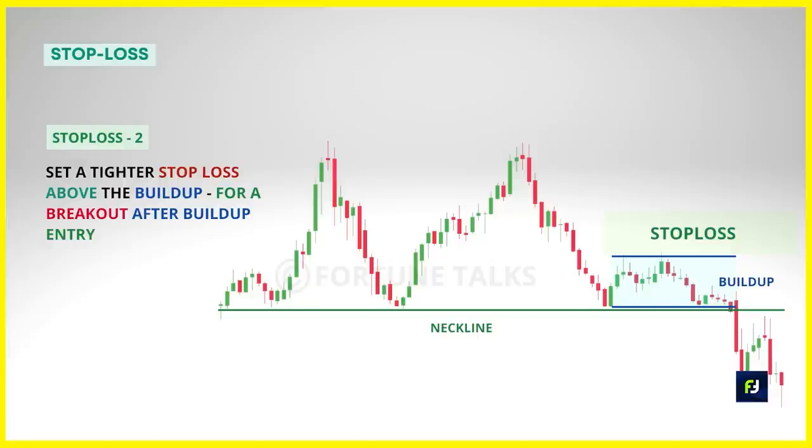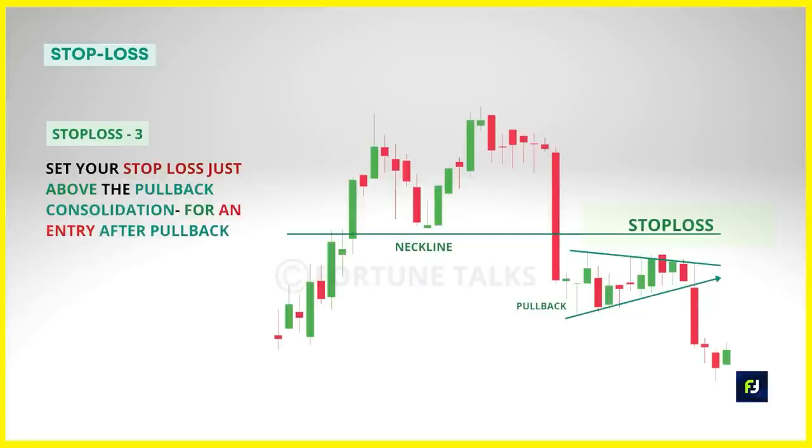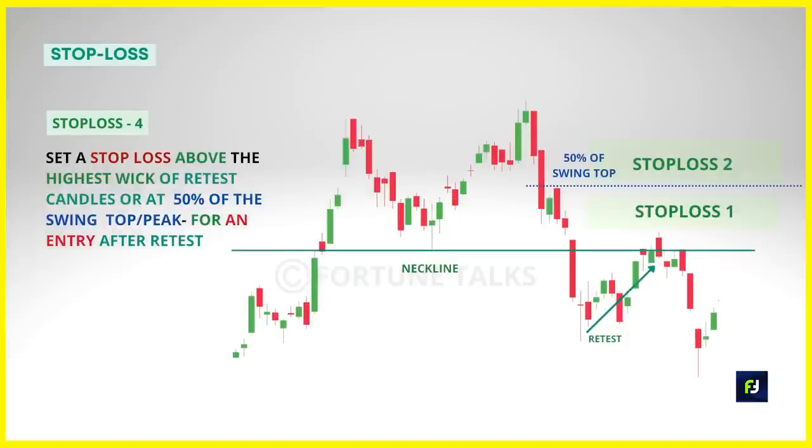Now let's say you missed both these entries and you shorted the market after the prices formed a primary pullback. Then you set your stop loss above the highest price in the group of the pullback candles or just above the neckline if the pullback is formed very close to the neckline. Now the last method is if you are entering after a retest. In such a scenario, the stop loss can be placed just above the highest wick of the group of retest candles, or you can be more conservative and place the stop loss at 50% of the width of the pattern.